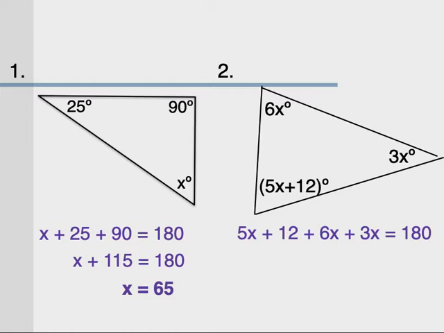Then you added your like terms. 5x, 6x, and 3x were like terms. Added up to 14x. And then you worked to get x by itself. You subtracted 12 from both sides, and then you divided by 14.